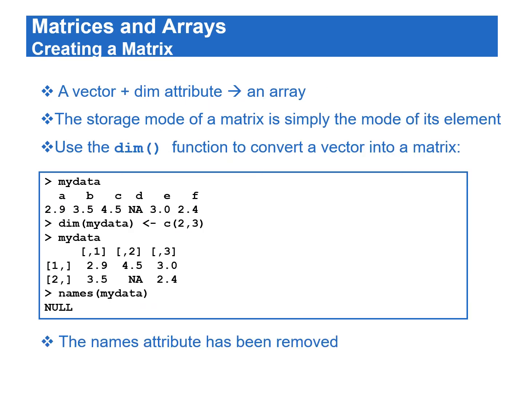Like vectors, matrices and arrays can only contain one data type. A matrix is a special case of an array with only 2 dimensions, and an array has more than 2 dimensions. We can think about an array as a vector by adding the dim attribute. The dim attribute contains the dimension of an array. For example, we assign the dim attribute to my data vector, with 2 by 3 dimensions. Once a vector is converted to a matrix or an array, its names attribute will be removed, because the names attribute is only available for an object that is linear.